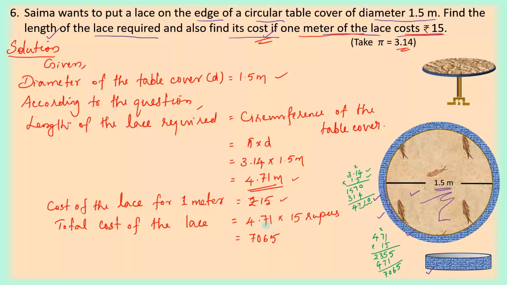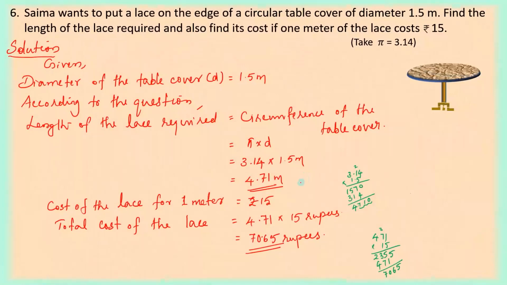Here you can see after the decimal there are 2 digits. So from the rightmost digit count 1, 2. So the decimal comes here. So we have to put the decimal here. That much rupees. That is, total cost of the lace is 70.65 rupees. So here we have found the length of the lace required. It is 4.71 meter, and the cost of the lace is 70.65 rupees.